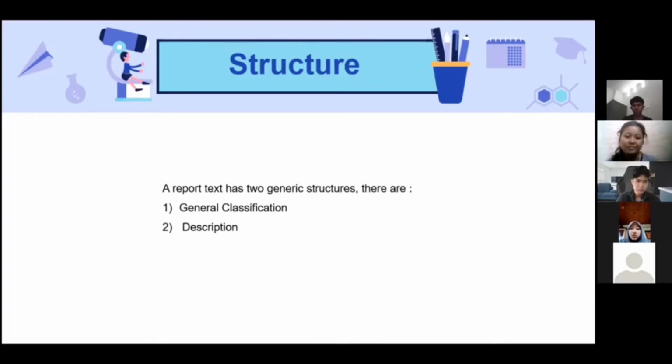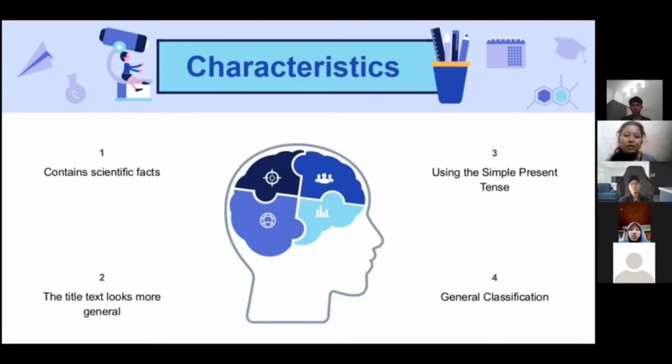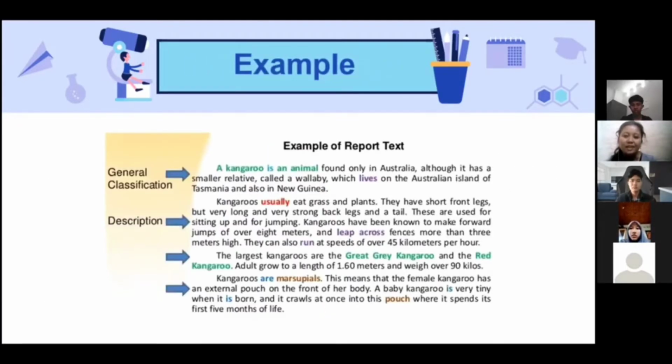Next slide. I will be telling you about the characteristics of this text. This text contains scientific facts, the title looks more general, it uses simple present tense for the language, and the last characteristic is classification. Okay, next slide.